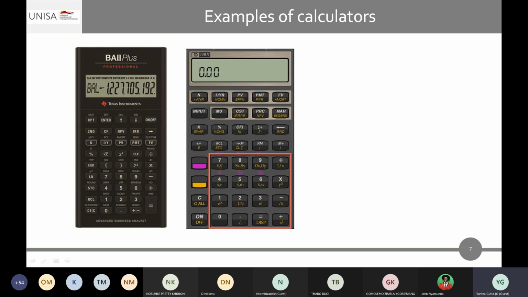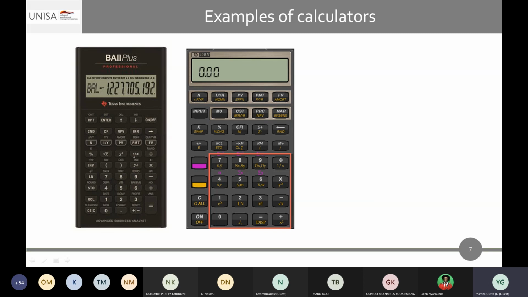So here I've put up two types of calculators. This one is called Texas Instruments, which is the one I use. And this one here is a Casio, which I know other students also use. If you look up here at the Texas Instruments, you have your N, which we spoke about in the previous slide, which is your period. You have your interest rate, your present value, your payment, and your future value.